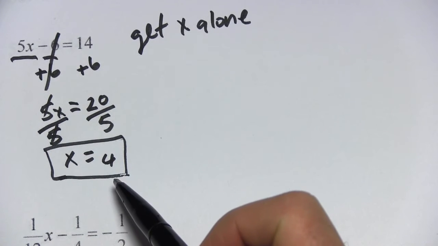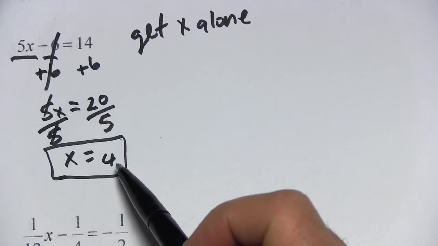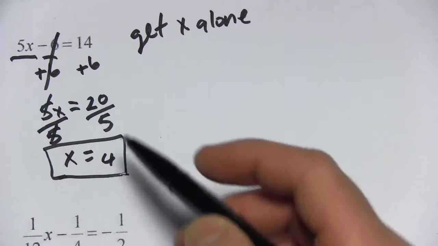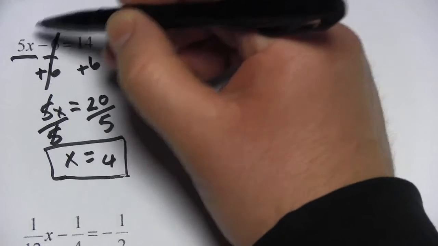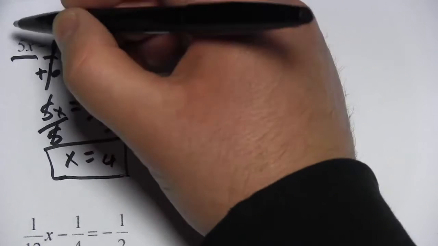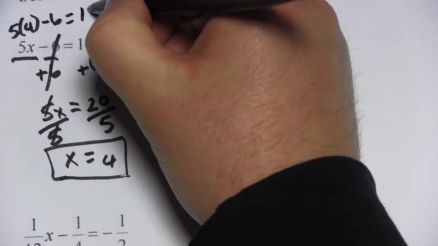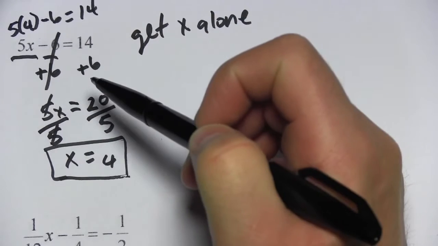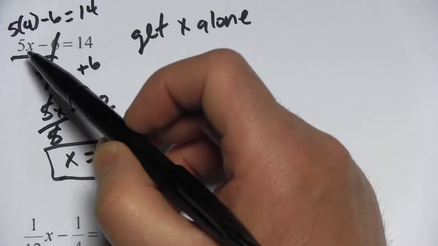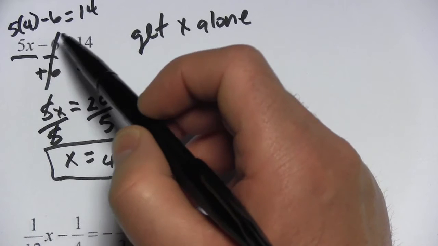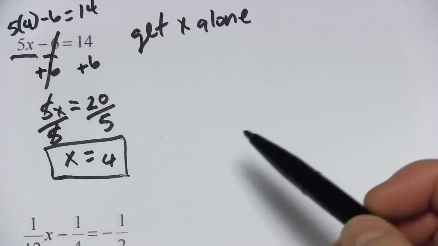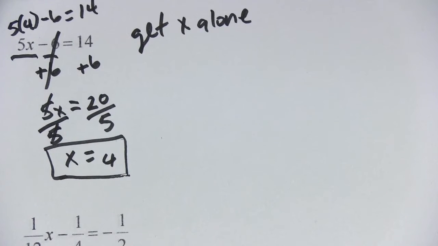If you want to check whether that's the correct answer, you can take this 4 and plug it in back for x right up here in our original equation. So that would be 5 times 4 minus 6 equals 14. And then calculate that and see if it's true. 5 times 4 is 20, minus 6 is 14. Yeah, so 14 equals 14. So that is the correct answer.